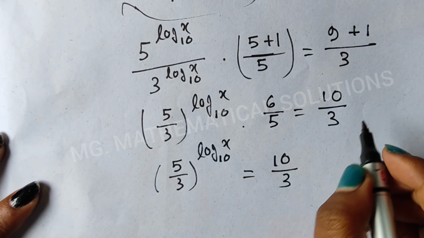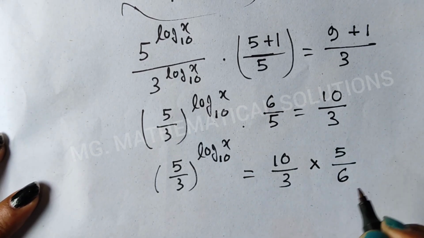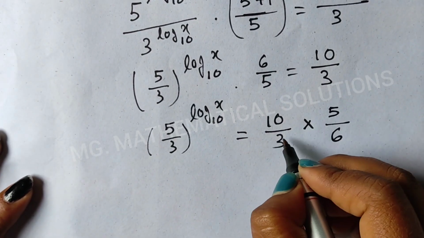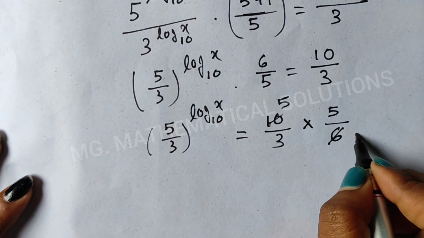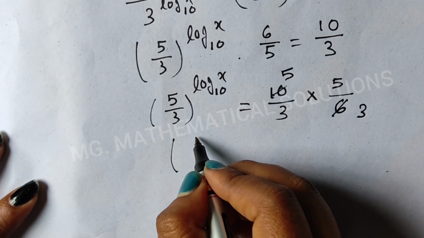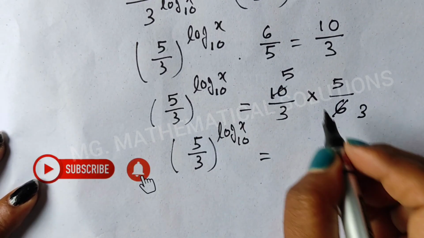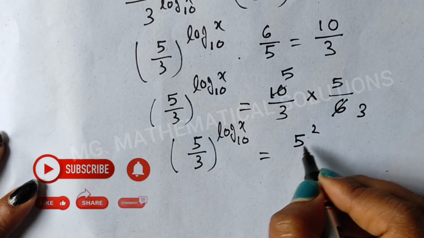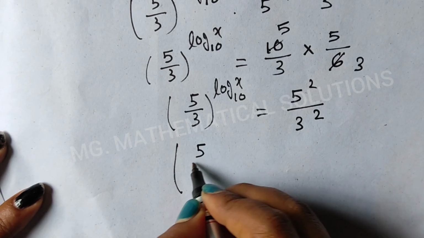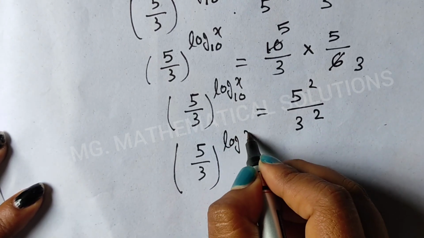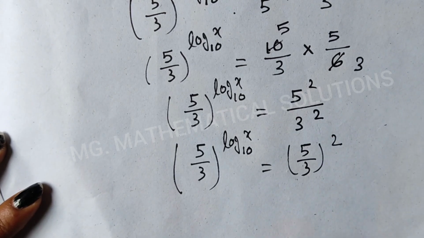Now we write this term here. So 5 in the numerator and 6 in the denominator. Two times 5 is 10, 2 times 3 is 6. So 5 by 3 whole to the power log x base 10 equals 5 times 5, that means 5 squared, and 3 times 3, that means 3 squared. So 5 by 3 whole to the power log x base 10 equals 5 by 3 whole squared.